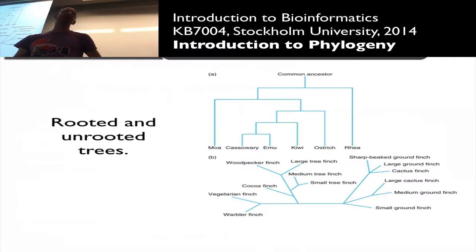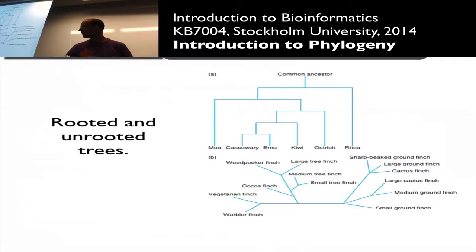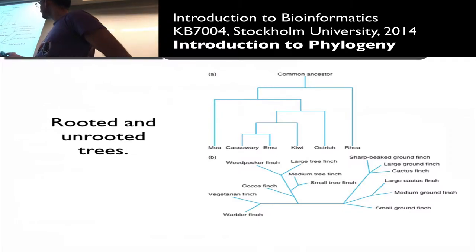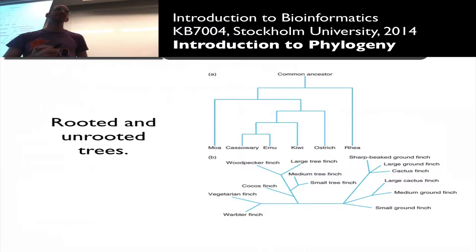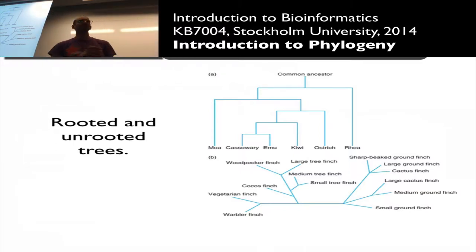Okay, so the basic of phylogeny is the tree. You can have basically a rooted tree and an unrooted tree. So this is a tree of finches. This is probably Darwin's finches, birds that look different. This is a vegetarian one. I don't know if there are any carnivores, but they probably are. The warbler, the cuckoo finch, the woodpecker finch, large tree, a medium tree, and a small tree. I guess that depends on which tree they live in.